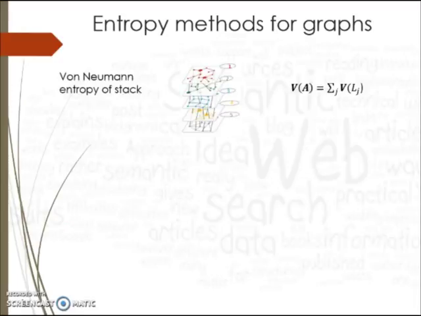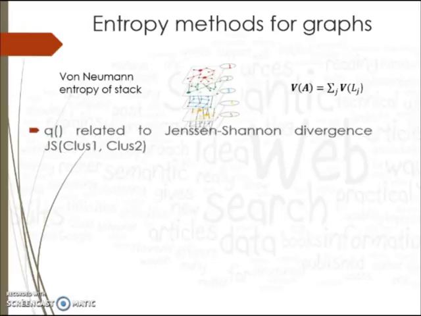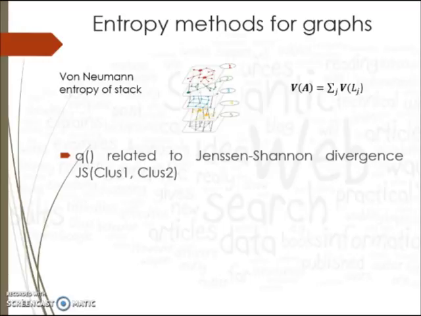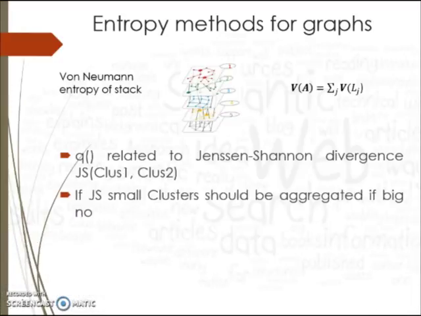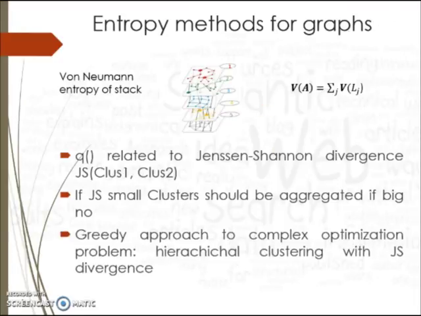So again, we have our von Neumann entropy for the stack, and Q, very interestingly, is related to the Jensen-Shannon divergence. We'll call this JS of cluster 1 and cluster 2. If this divergence is small, clusters should be aggregated, and if it's big, no. The greedy approach to complex optimization then can be thought of as doing a hierarchical clustering with this divergence.